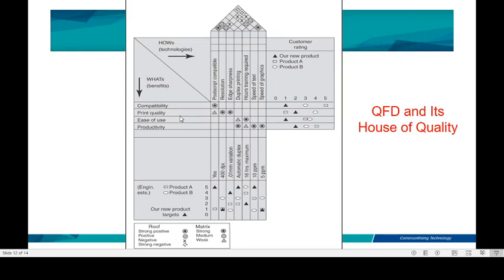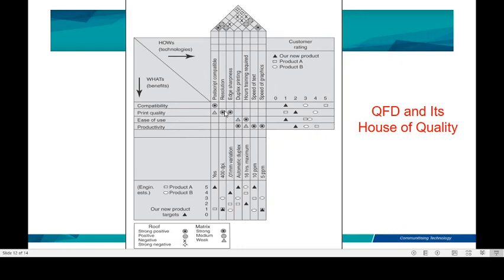Now, this will then be identified through market research. You can get this from focus groups, and you can get this from interviews. And then all these benefits are to be put here. These are called customer attributes.